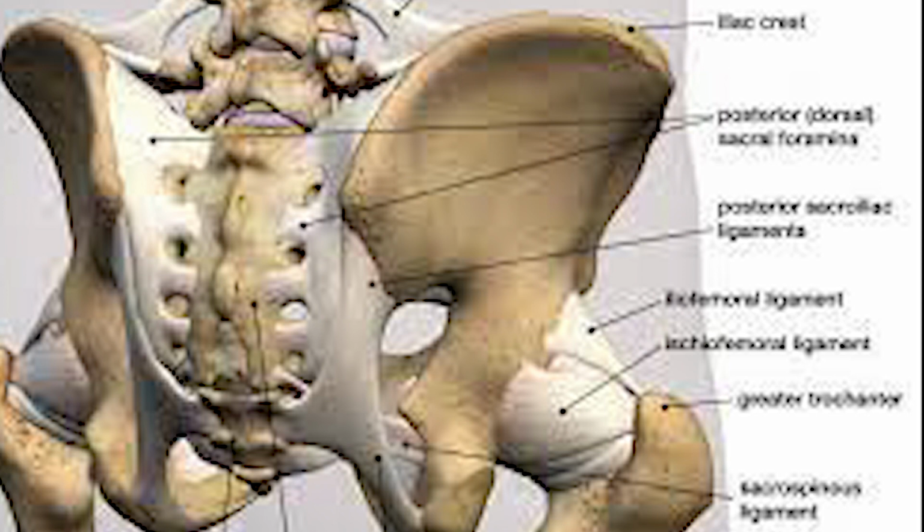sacroiliac joint. The pelvis is divided into two parts by the pelvic brim, which is formed by the sacral promontory behind, the iliopectineal lines laterally, and the symphysis pubis anteriorly. Above the brim is the false pelvis, greater pelvis, which is the expanded part of the pelvis that forms part of the abdominal cavity. Below the brim is the true pelvis.